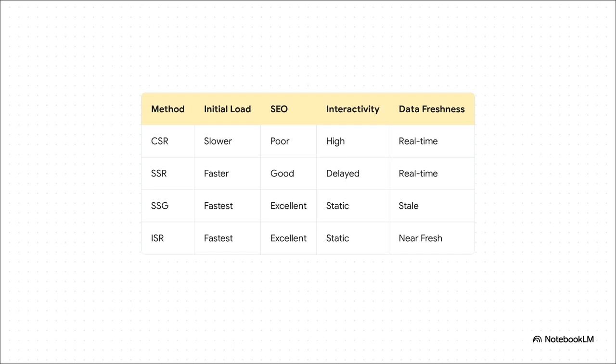Static approaches like SSG and ISR are going to be the fastest to load, but they risk serving old data. On the flip side, CSR has totally live data, but that slow initial load. And SSR, our classic diner, kind of sits right there in the middle, trying to balance both.